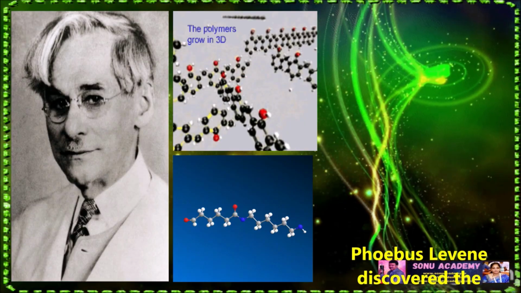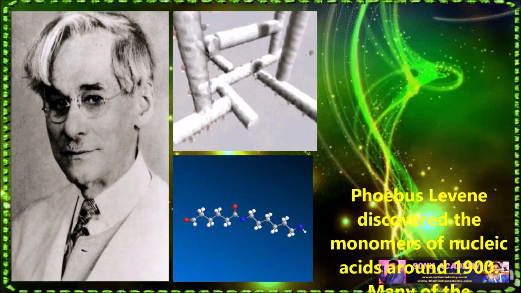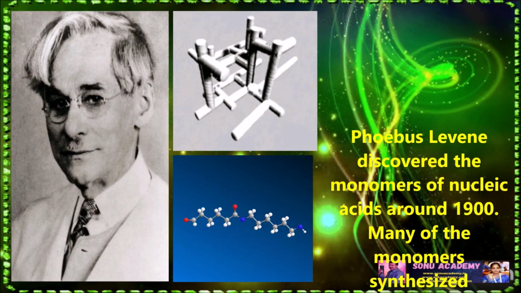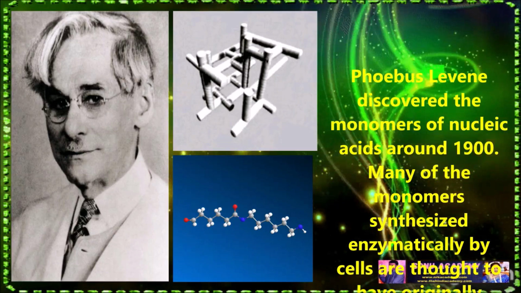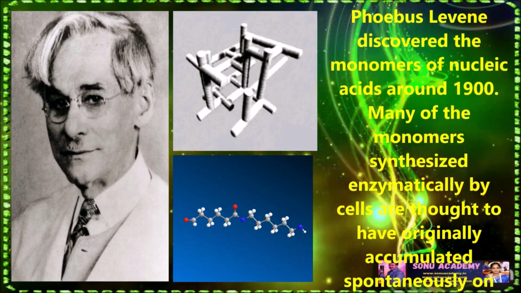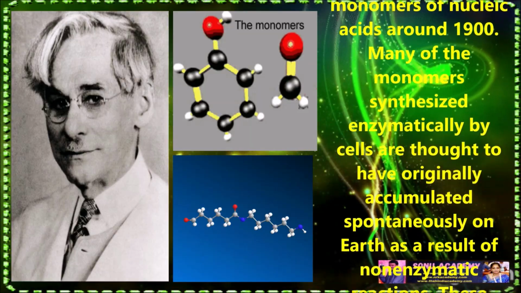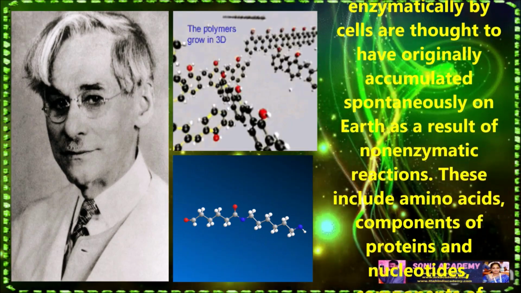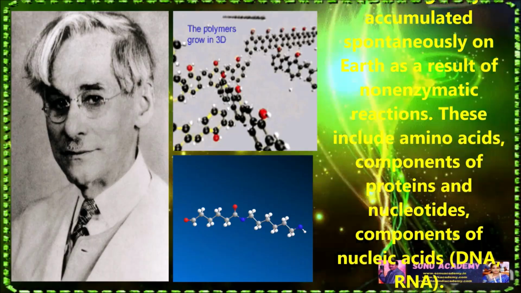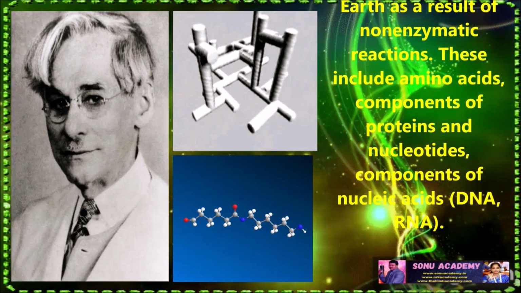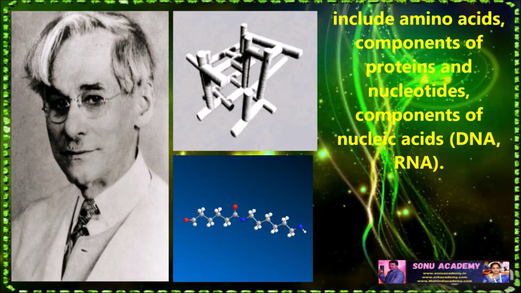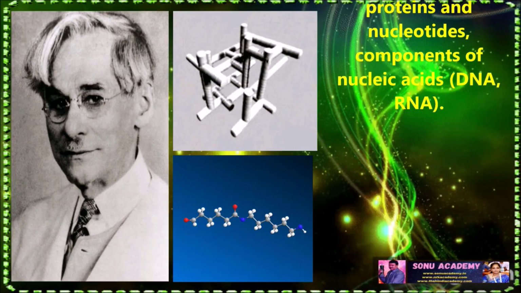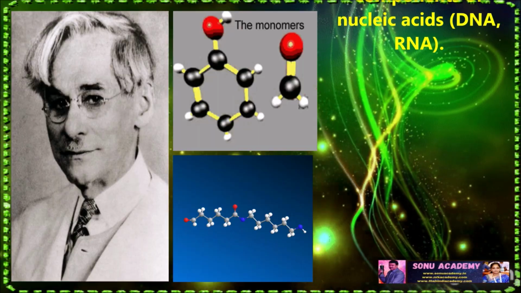Children, Phoebus Levene discovered the monomer of nucleic acid around 1900. Many of the monomers synthesized enzymatically by cells are thought to have originally accumulated spontaneously on Earth as a result of non-enzymatic reactions. These include amino acids, components of proteins, and nucleotides, components of nucleic acids, DNA, RNA, etc.